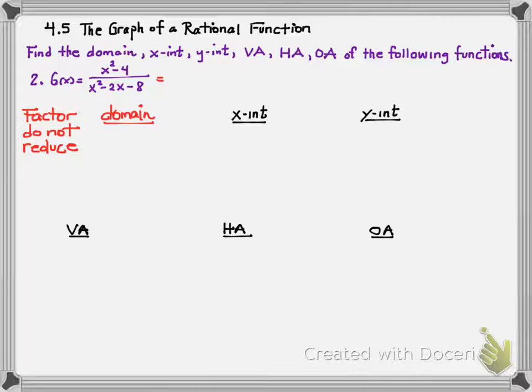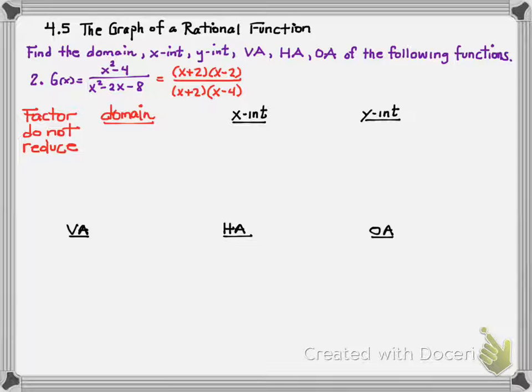On top is the difference of perfect squares. So that's going to be x plus 2 times x minus 2. And on the bottom, that factors to x plus 2 times x minus 4. We're just going to hold it right there for a moment, and we're going to go after that domain.